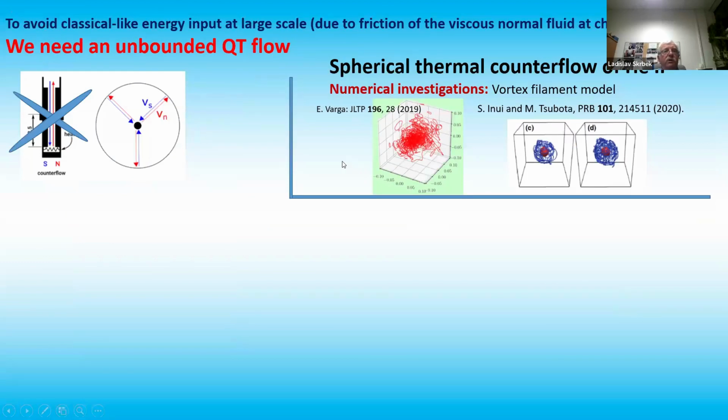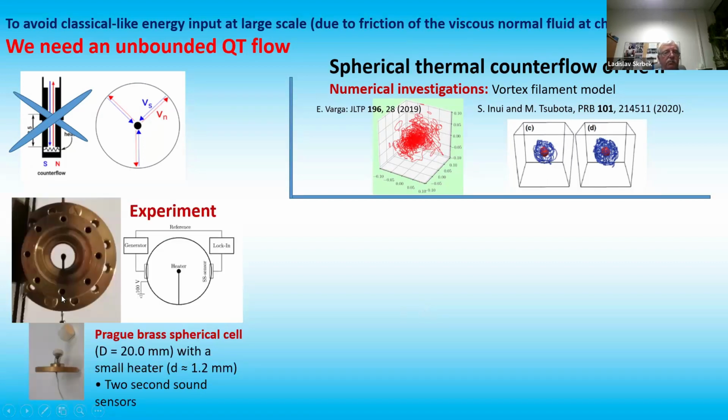And maybe only a few words about our new experiments, because I just explained that in classical channel counterflow, the situation is complicated because you have to take into account the friction because of the walls. So what we need is an unbounded flow, not in a channel, but say you have a point-like heater and the spherical counterflow looks like this. And there have been interesting numerical studies. It started with Emil Varga here in Prague in 2019, and then continued with the work of our Japanese colleagues in the group of Makoto Tsubota.